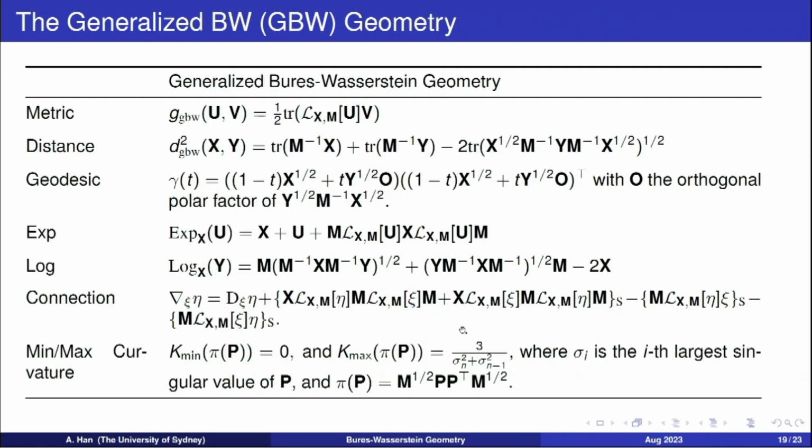Right, so in this work, in the second work, we actually derived all the expressions for the remaining geometric ingredients, including the Riemannian distance, the geodesic expressions, an exponential map, inverse exponential map, also known as the logarithm map, and also the Riemannian connection, and also the minimum and maximum curvature, which basically completes the geometric aspects of this geometry, of this new proposed metric.